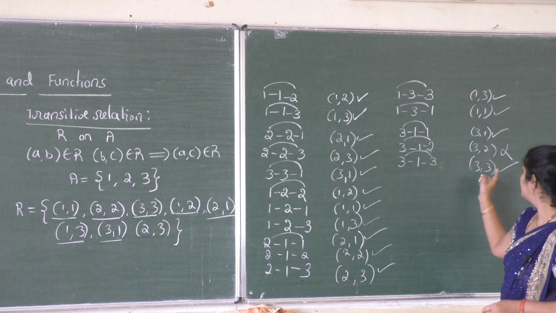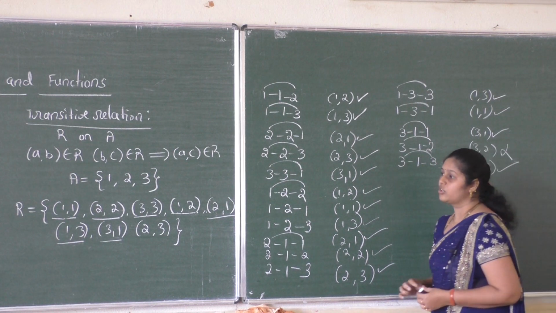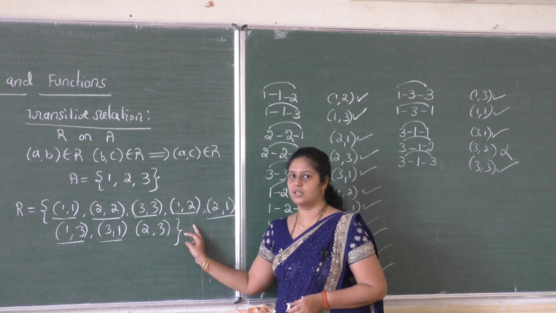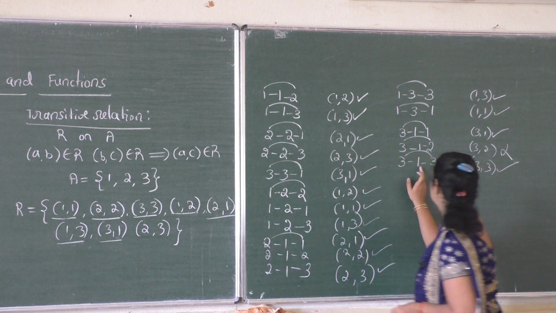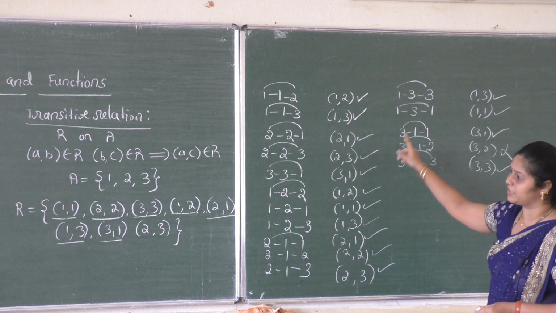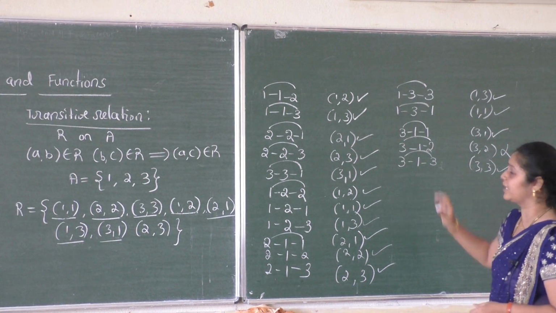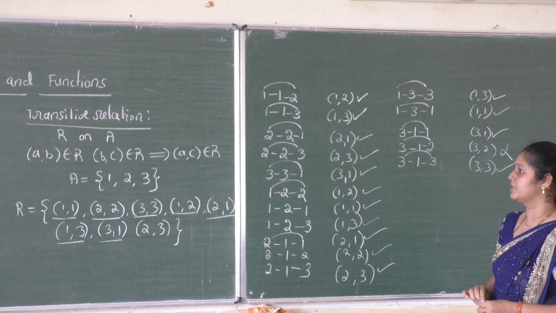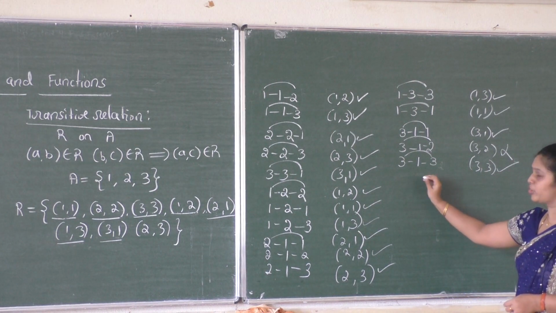That means you can conclude that this relation R is not a transitive relation. Not a transitive relation because here you can write (3,1) and (1,3), but (3,2) is not there, therefore that relation is not a transitive relation. And also we can write one more example.